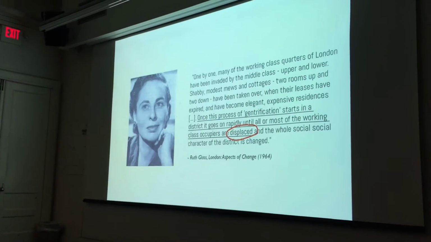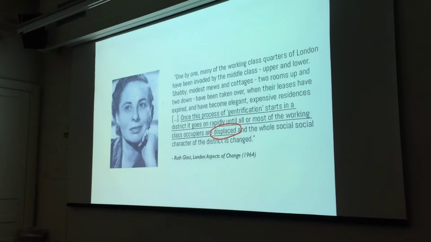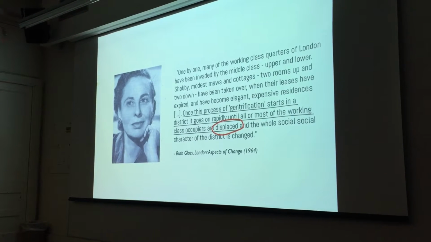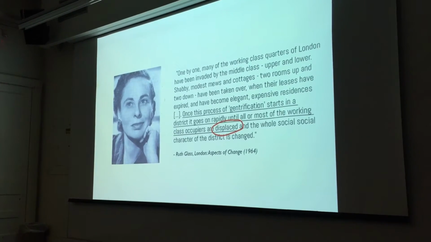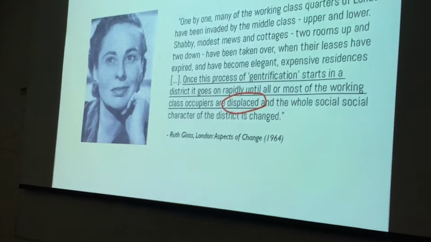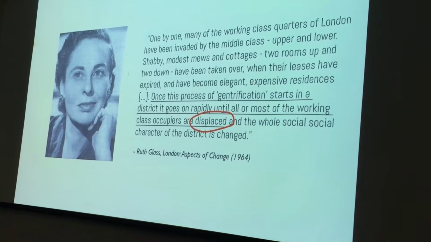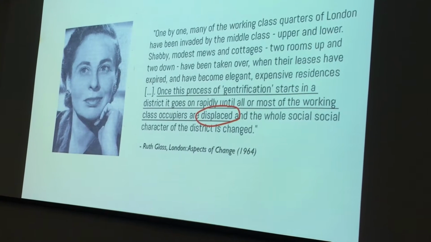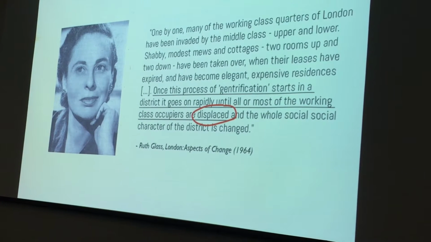So to start off, we'll start with the origins of the word gentrification. It derives from the word gentry, meaning the people of gentle birth, good breeding, or high social position. Sociologist Ruth Glass coined the term in 1964 to mean the influx of wealthier individuals into cities or neighborhoods who replaced working or lower classes already living there. She defined it by using London districts as her case studies. What stuck out to me from this quote was the process of gentrification, starting in districts and going on rapidly until all or most of the class occupiers are displaced.